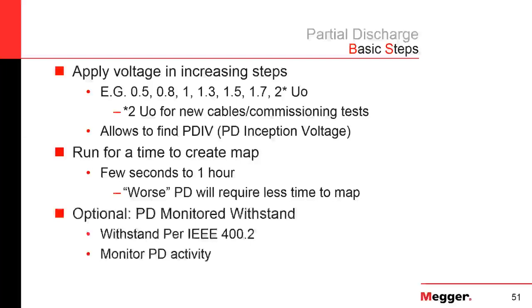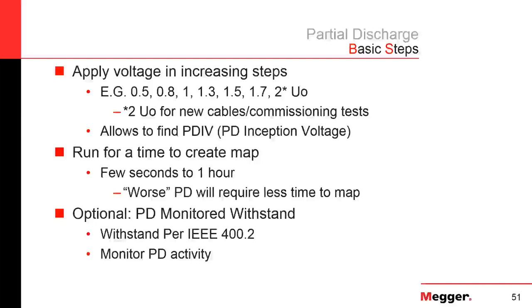Optionally, we can do a partial discharge monitored withstand test. If we remember back to the first section of this presentation, we talked about VLF withstand testing, where we run the test for 30 to 60 minutes. We take those parameters, the 30 to 60 minutes, 0.1 hertz, and we apply that voltage again, but now we monitor it for partial discharge activity. That means our withstand test is no longer a blind go, no-go test, but it becomes a little bit more diagnostic as well. And this allows for two things.